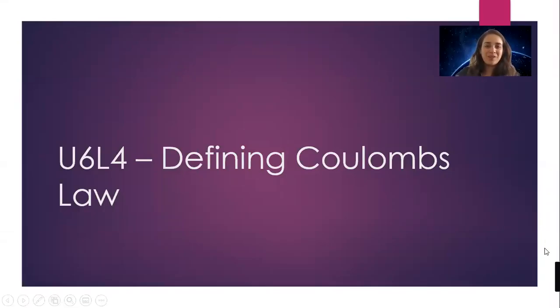Scholars, Ms. Perez here with our new physics lesson for today. Today we are continuing our exploration on static electricity, and we are going to be talking about defining Coulomb's law.